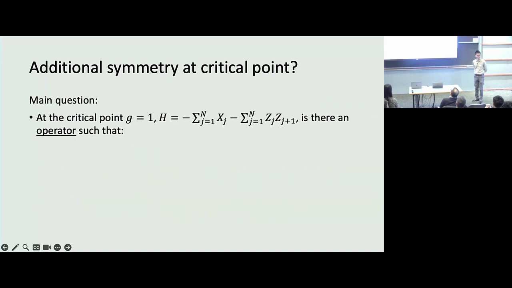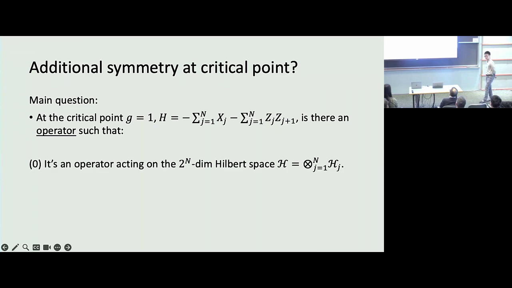Now, I want to be more precise about what I meant by an additional symmetry. Because different people have different definitions of symmetries, and I have had many discussions with people on this point. But let me be precise about what I meant here. What I meant is, is there an operator, and I really underline the word operator, such that it obeys the following list of conditions. Condition zero, the reason I label it zero is because I find it so trivial that I probably didn't even have to say it, is that it's an operator acting on the 2 to the n dimensional Hilbert space that I started with. That's how we usually think about symmetry.